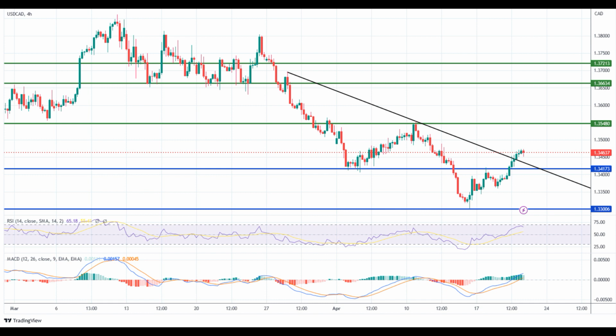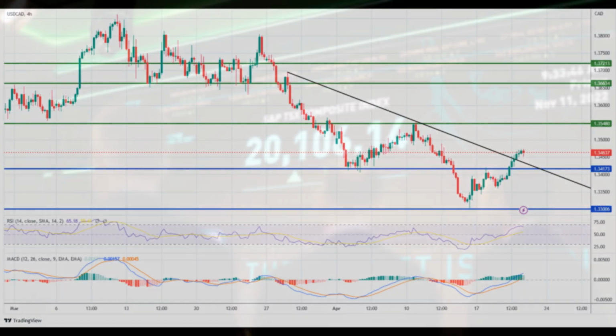For today, the expected trading range is between 1.34 support and 1.3560 resistance.